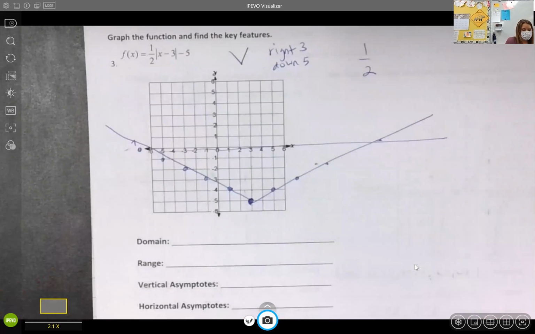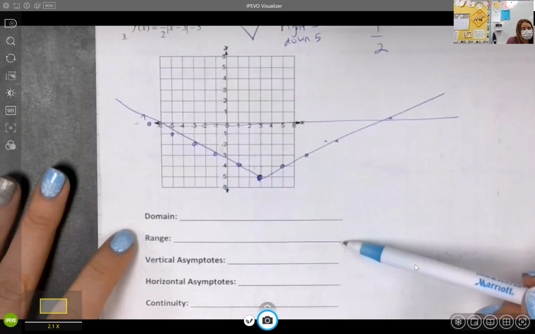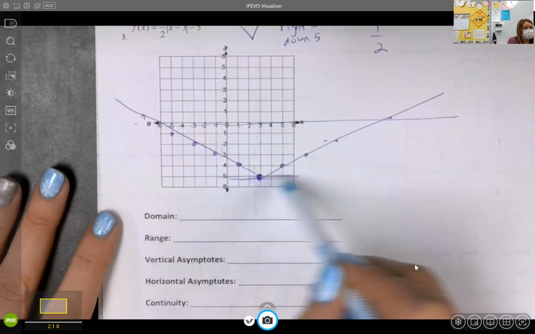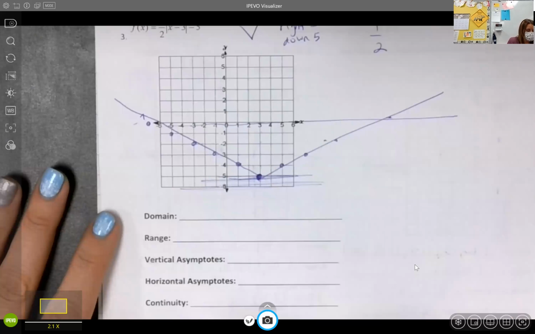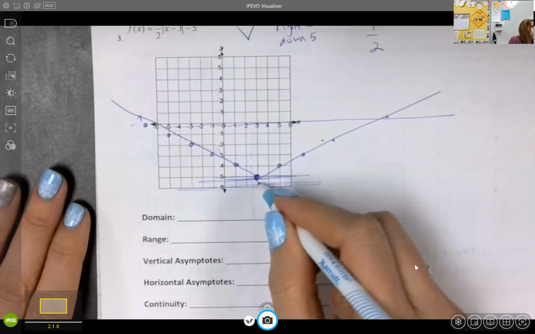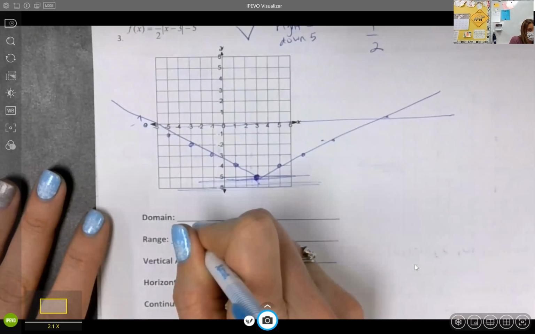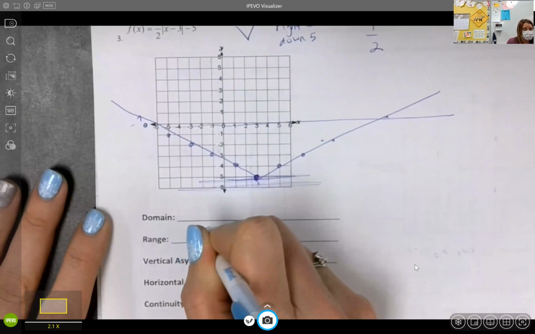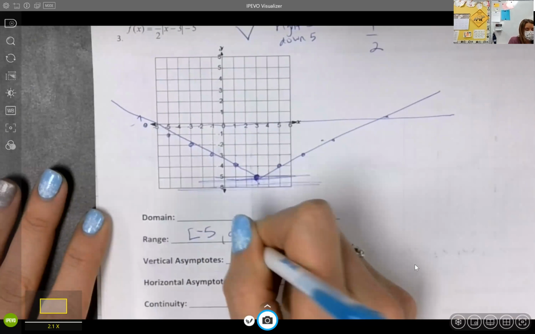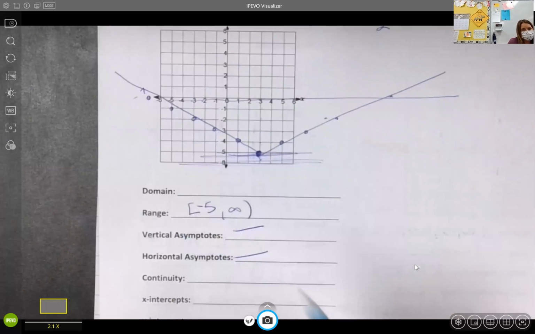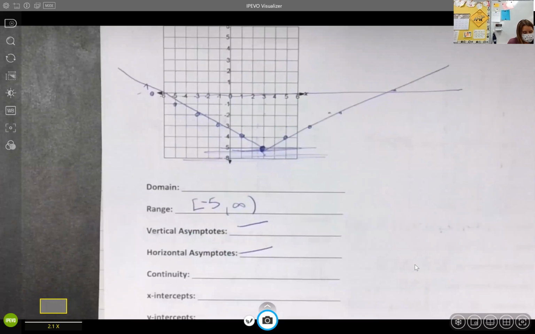One thing I want you to know about the range, where's the bottom of the graph? It's down here at -5, right? If I put a line right here, that would be -5. Is it touching that -5? So what do I use? Bracket touches, right? So it's a bracket -5 to infinity. There are no asymptotes, right? And then I could do the rest of that.